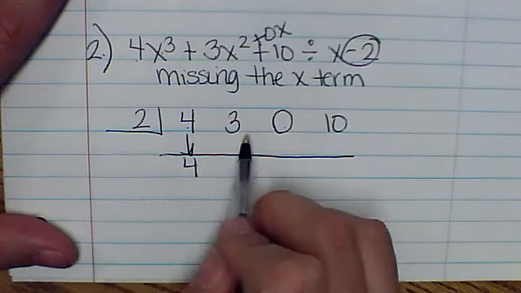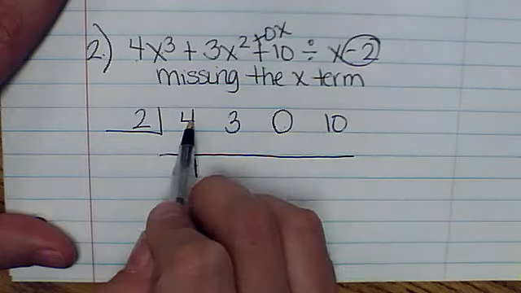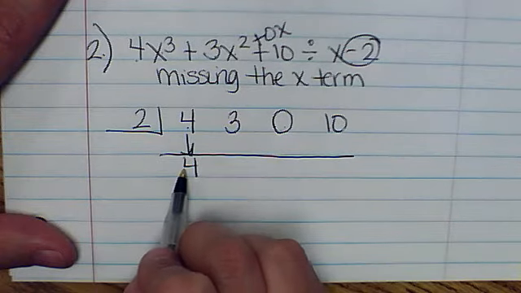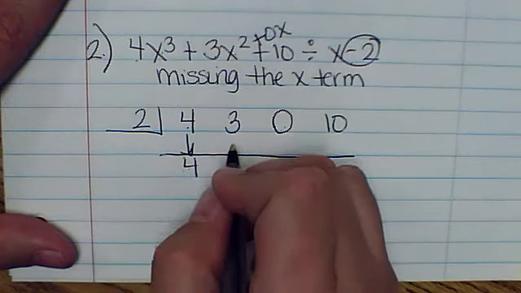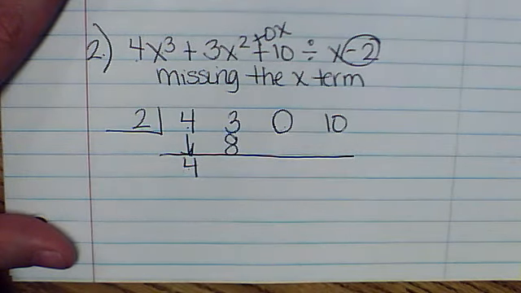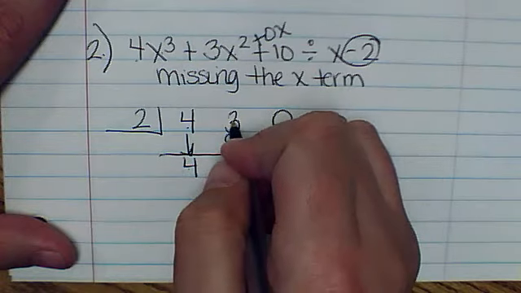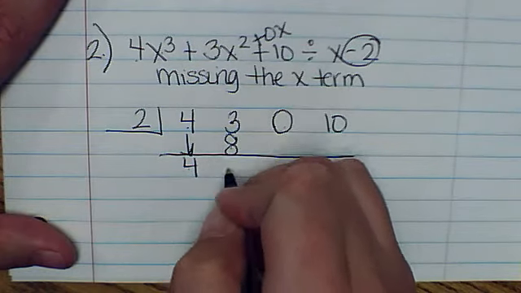So my coefficients were 4, 3, 0, 10. Bring down the 4 and start multiplying and adding. We do 4 times 2 is 8. That goes underneath the 3. And we add 3 plus 8 is 11.